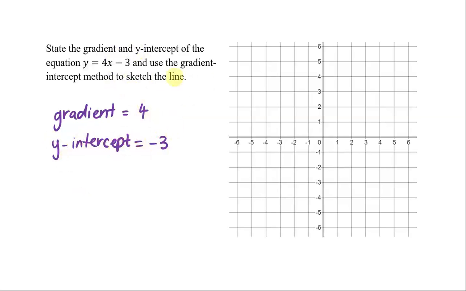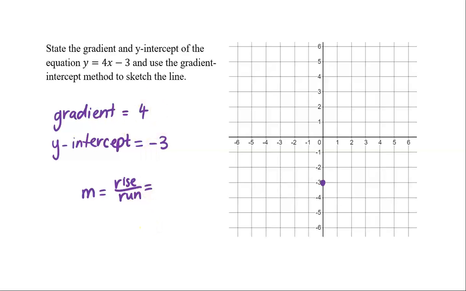So we're going to use the gradient intercept method to sketch this line. Now we always start at our y-intercept, which in our case is negative 3. So we put a starting point at the y-intercept. Now the gradient tells us where to draw our next point. And gradient, or slope m, is always rise over run. So we need to write our gradient in the form rise over run.